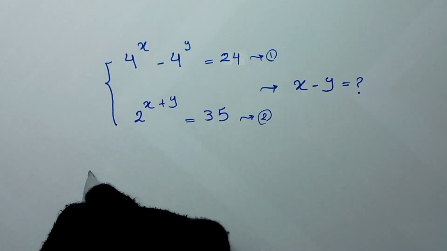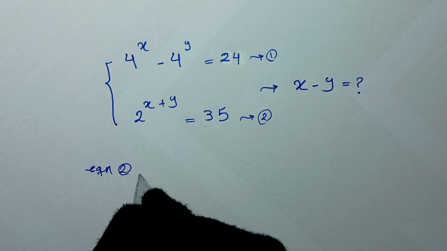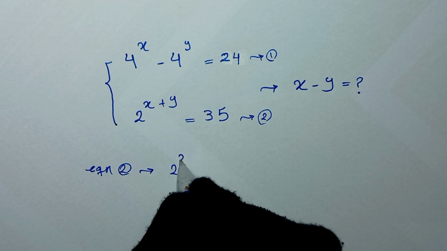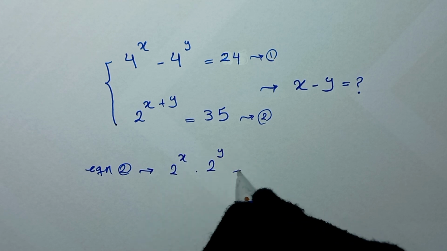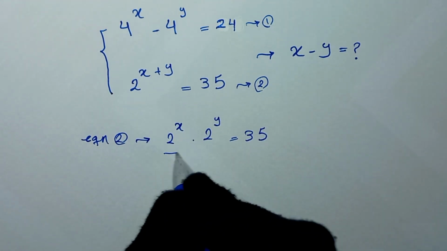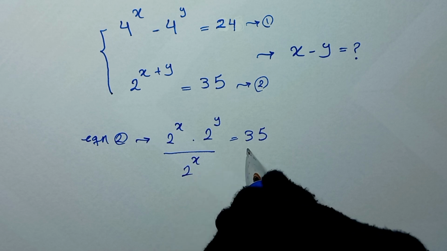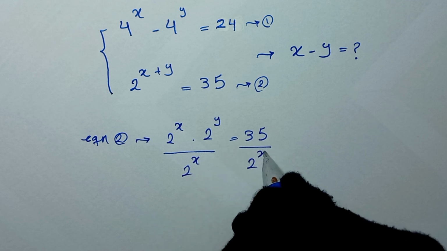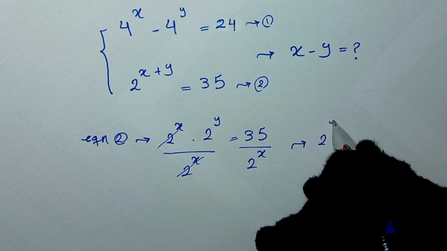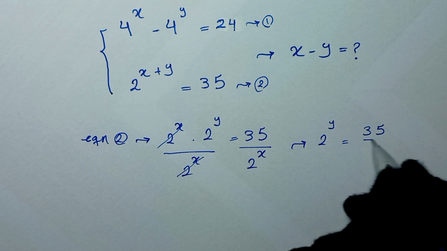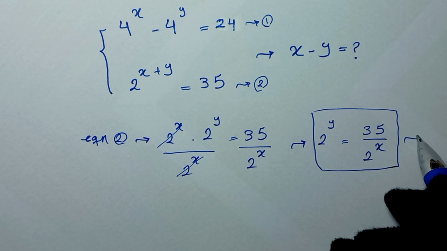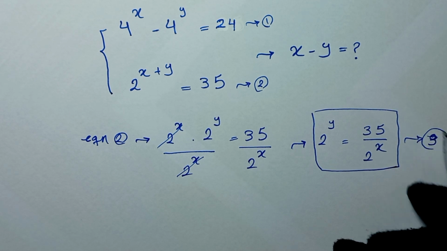From equation 2, we have 2 to the power of x plus y, and we can write this as 2 to the power of x times 2 to the power of y, right, is equal to 35. And next step, we divide both sides of the equation by 2 to the power of x. Here, this will cancel this, and 2 to the power of y is equal to 35 over 2 to the power of x. Let this be equation 3.